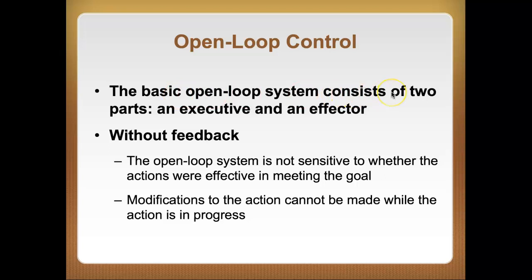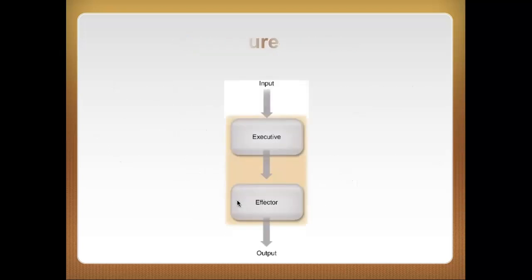A little more on that open loop control. A basic open loop system consists of two parts, the executor and the effector, and there's not really any feedback in that open loop system. So it's not sensitive to whether the actions are affecting or meeting the goal. Modifications to the action cannot be made while it's in progress. So that's how you define these. So you'd have your executive, action, input, action, does it work or not, and then the output.